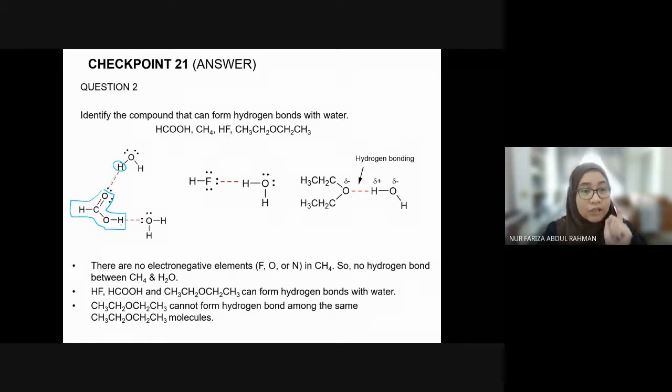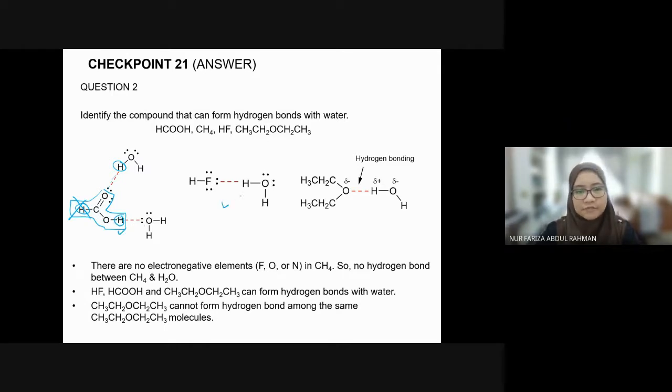Look for the hydrogen. This hydrogen is attached to oxygen, so there is that possibility. How about this hydrogen? It is not attached to oxygen or fluorine or N. So this cannot form hydrogen bond. That's why you have to check for each hydrogen in the molecule. So this one, it can form.